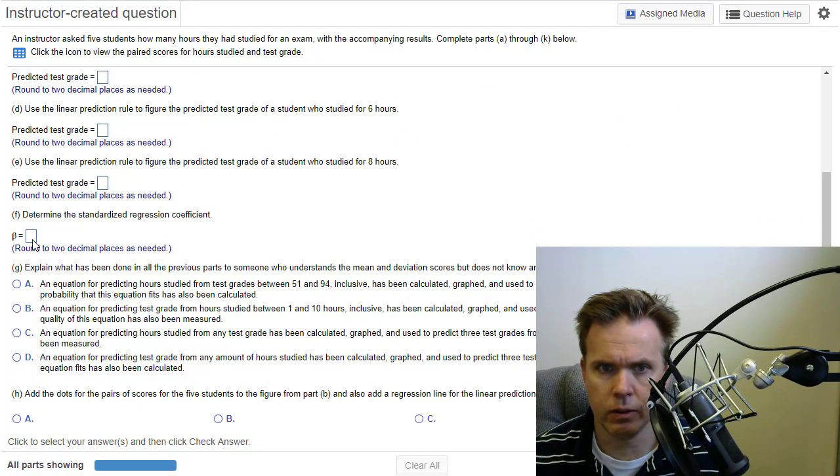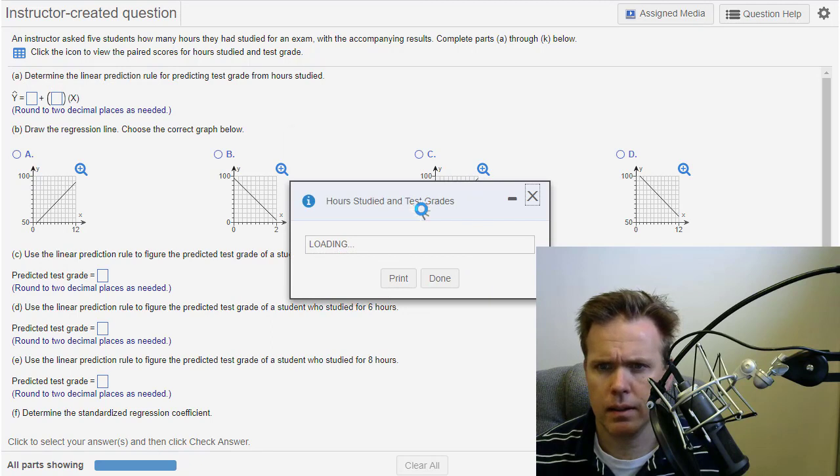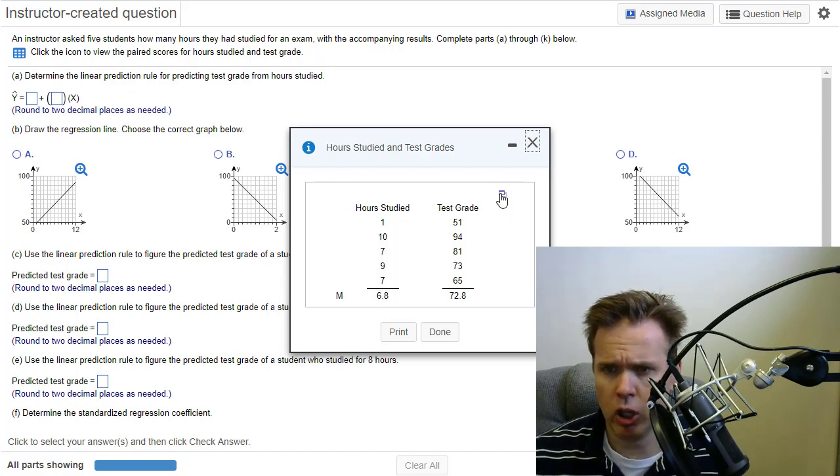And down here, so question F. Okay, so let's click on my icon to view the pair scores. And we need to find the linear prediction rule. That's the equation. So I'm going to go ahead and open this in StatCrunch.